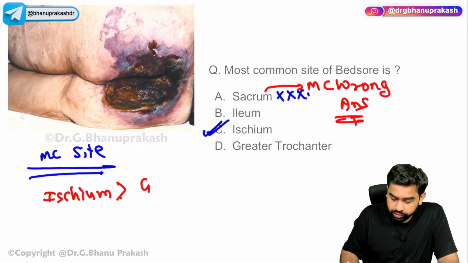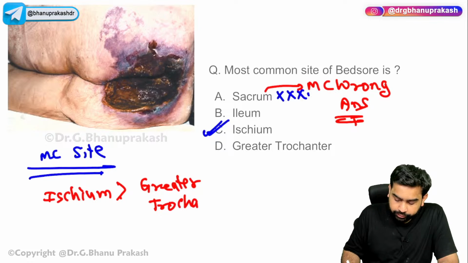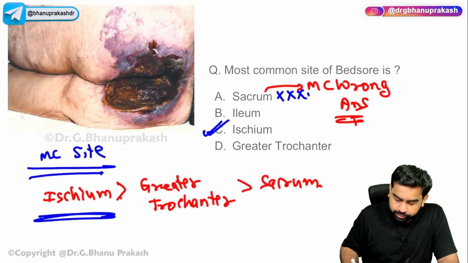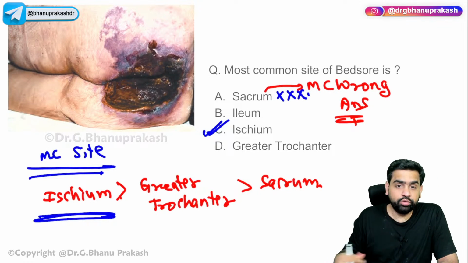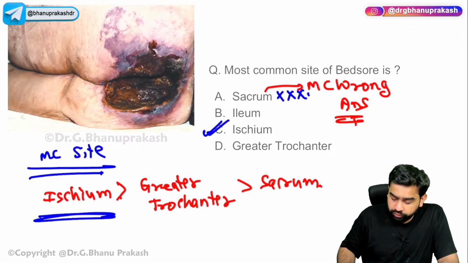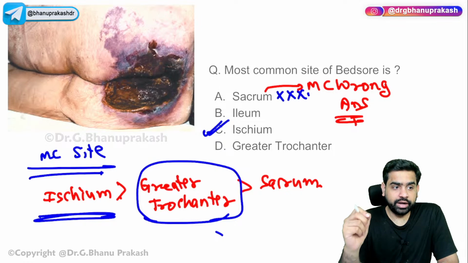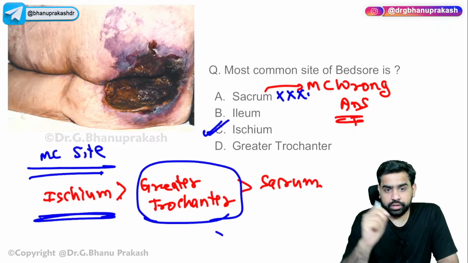After this, what is it? There is the greater trochanter, followed by the sacrum. There is a chance that next time they will not give the ischium in the options, they might give you greater trochanter and sacrum. Then again the answer is going to be the greater trochanter. You understand my point? So the greater trochanter is the second most common site of the bed sore.